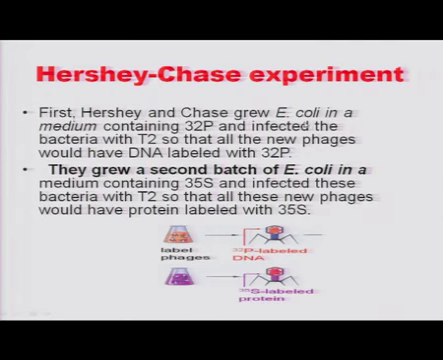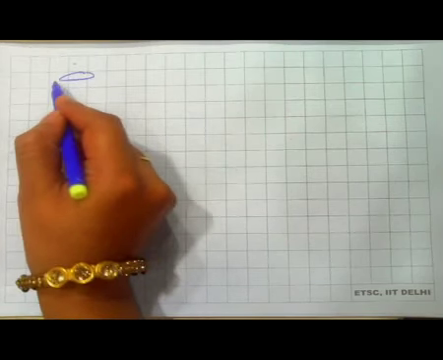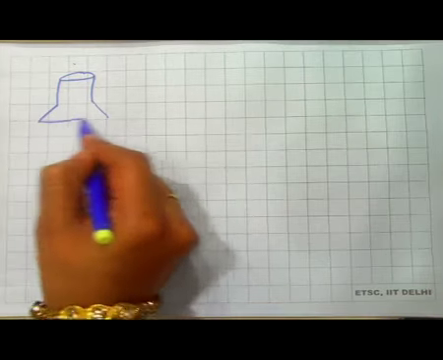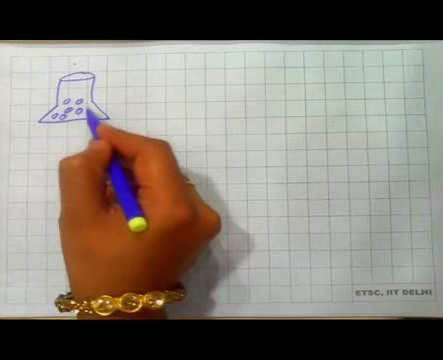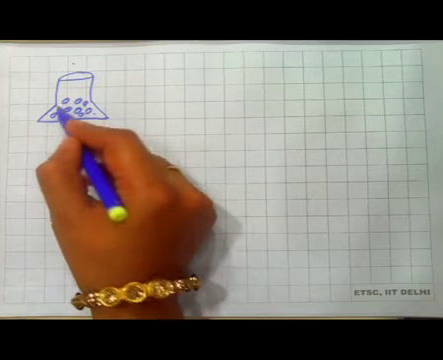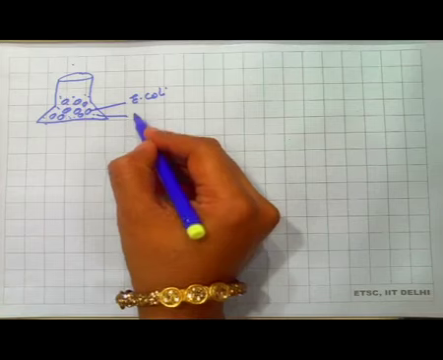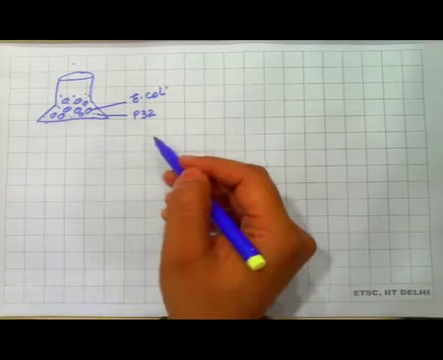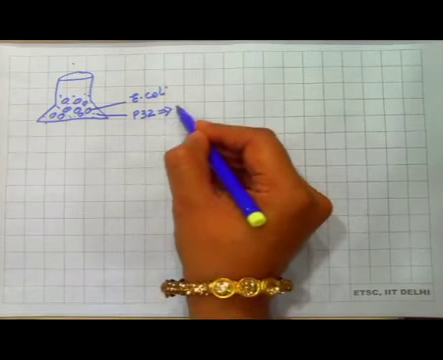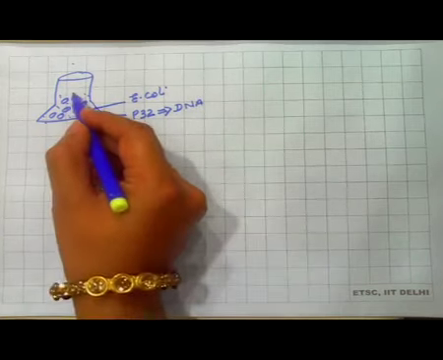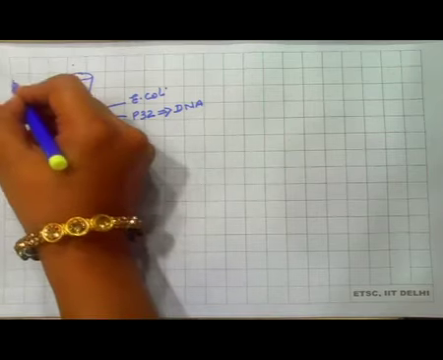So, first Hershey and Chase grew E. coli cells in a medium containing P32 phosphorus and infected the bacteria with T2 so that all the new phages would have DNA labeled with P32. Let us see it like this. What they did is they grew the E. coli cells. As we know, the bacteriophage completes its life cycle with the help of E. coli cells. So, they grew E. coli cells in the medium containing P32. P32 is radioactive phosphorus, and phosphorus is the major component of DNA. So, it was the first phase.